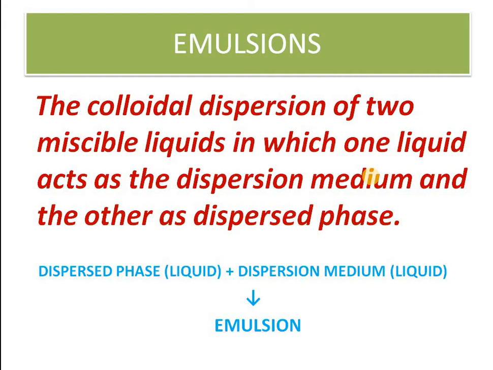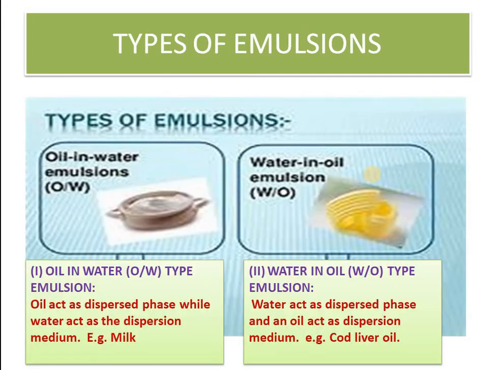Emulsion. So after discussing the importance of colloids in our daily life and applications, we are now coming to the emulsion. Emulsions are also colloidal dispersions of two immiscible liquids in which one liquid acts as the dispersed phase and another is the dispersion medium. Both are liquid. Types of emulsion: oil in water and water in oil. Oil in water means water is more, and water in oil means water is less, oil is more. So in oil in water, oil acts as the dispersed phase while water acts as the dispersion medium. For example, milk, where cream is very less.